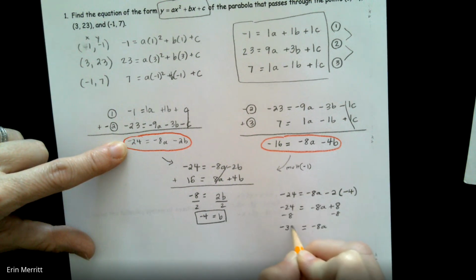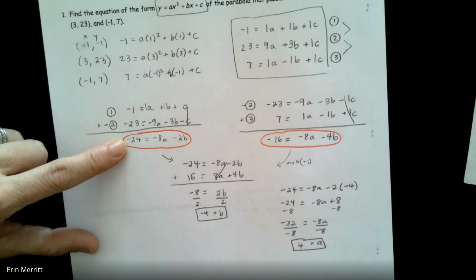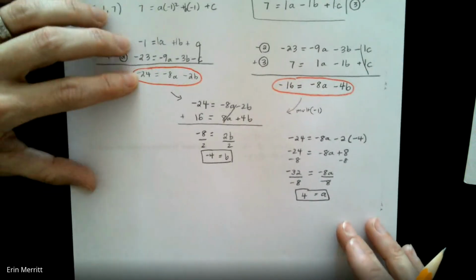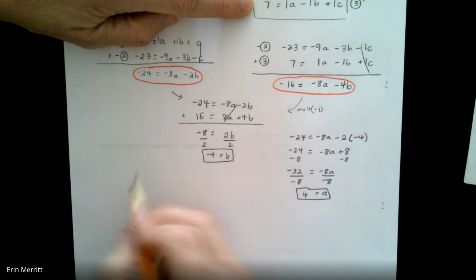That's going to give me negative 32. Divide by negative 4, and a will come out to be positive 4. All right, 2 variables down, 1 more to go. Go back to one of the original equations. So I'm just going to go to the first one.